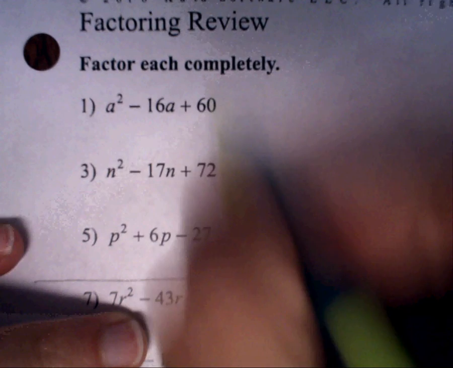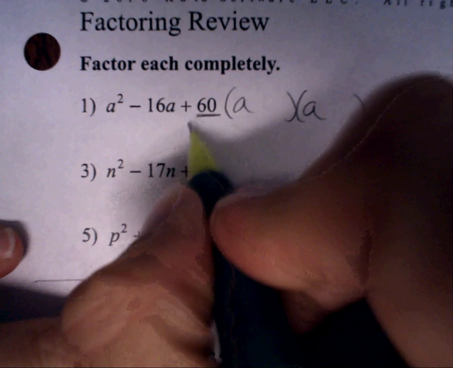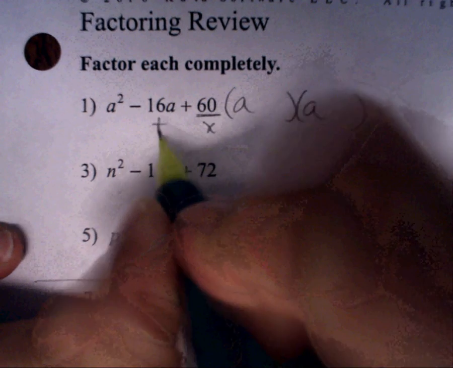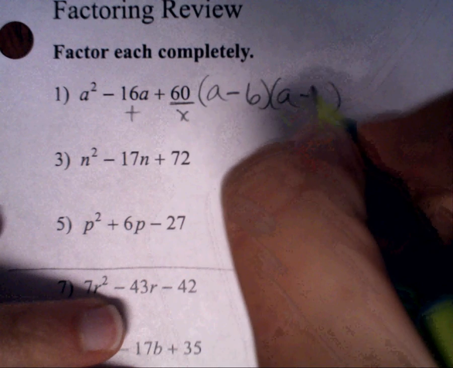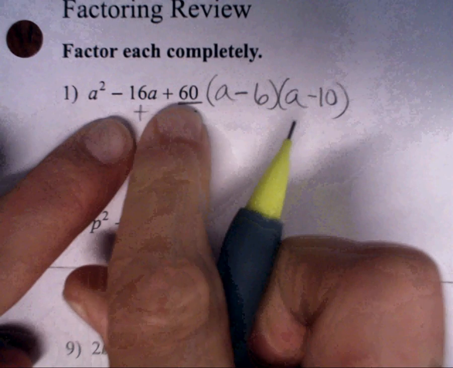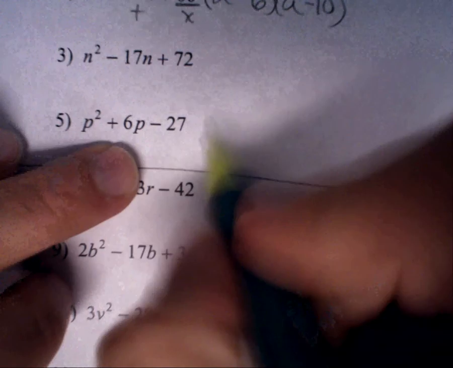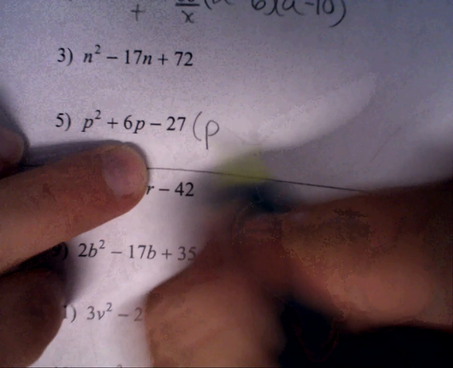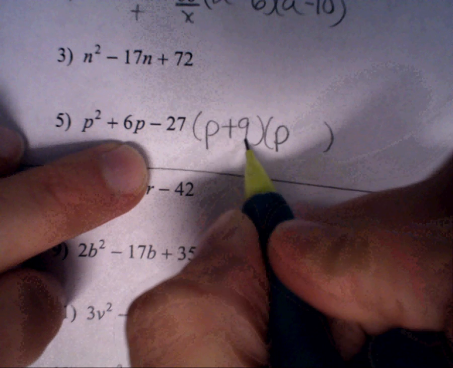So say number 1, what we're trying to do is find out a combination of two numbers that would multiply to 60 and add to negative 16. And so the two numbers would be negative 6 and negative 10, which both multiply to positive 60 and add to negative 16. So say we jump to one like number 5, well, what multiplies to negative 27 and adds to positive 6 would be a positive 9 and a negative 3.